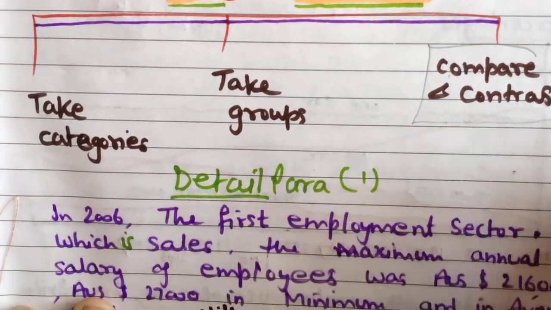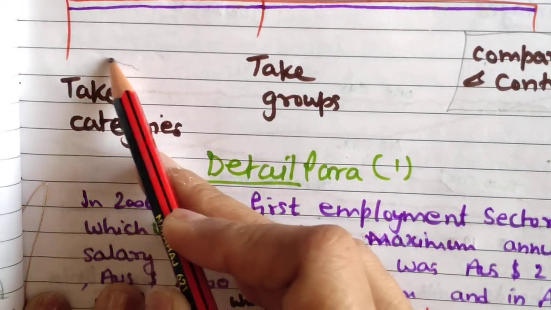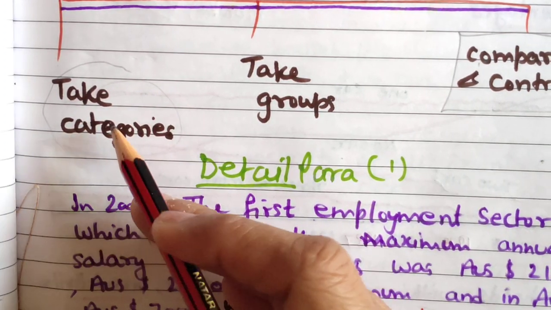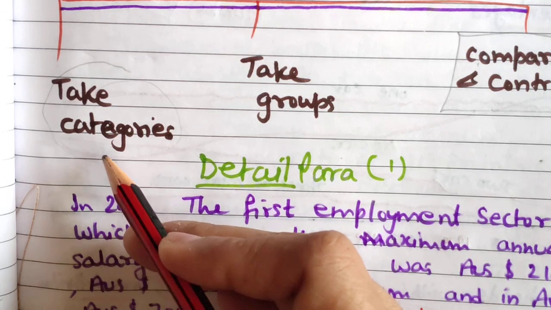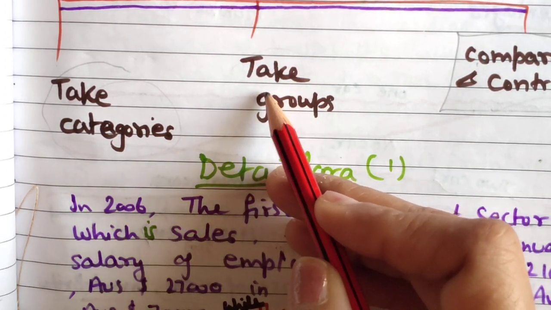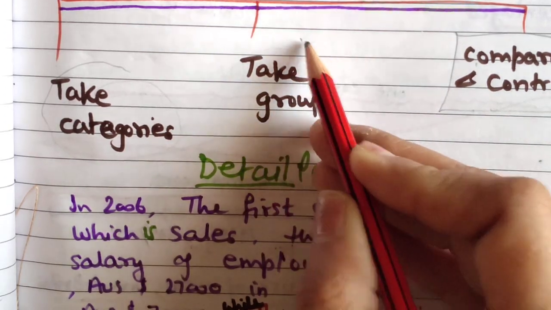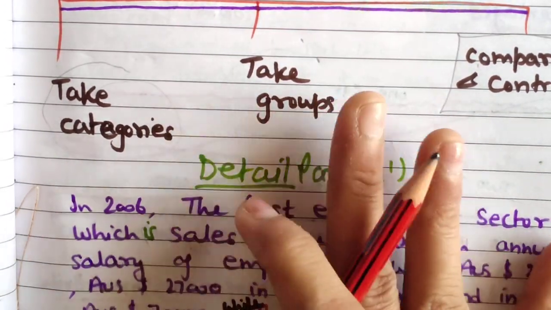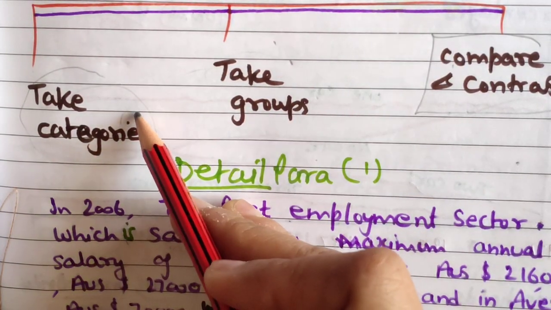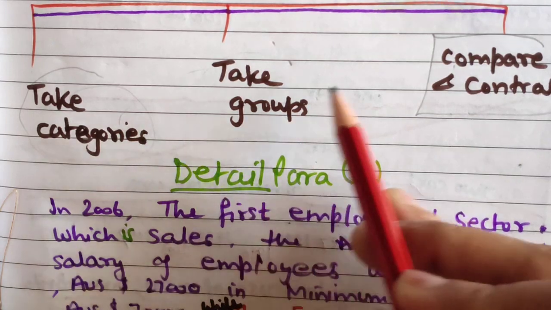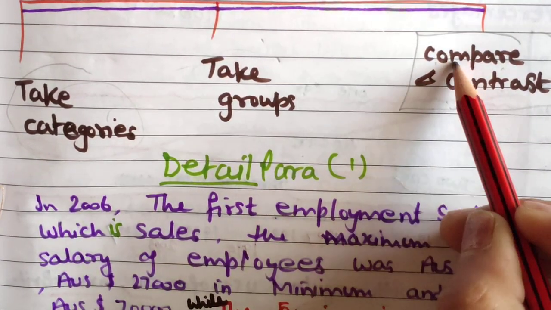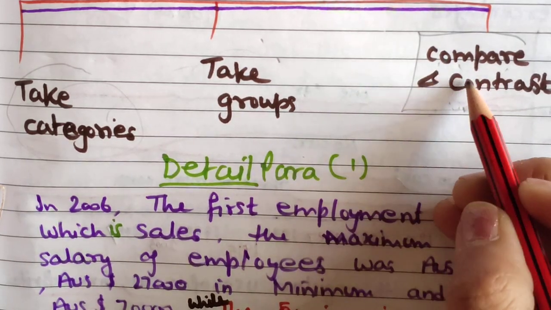Okay, so I was telling you, first you can take category wise. Which categories were we having? We were having sales, employment, and so on. Or you can take group wise. We were having three groups, maximum, minimum, and average. So you can just do it. But the point here is, whatever method you apply, please compare and contrast will come in task 1. Without comparing, you will not get good bands, I'm telling you.